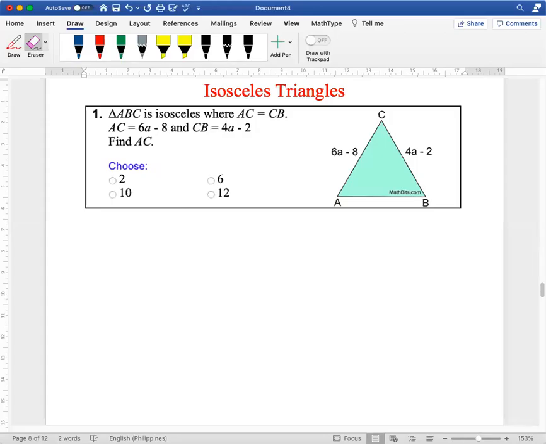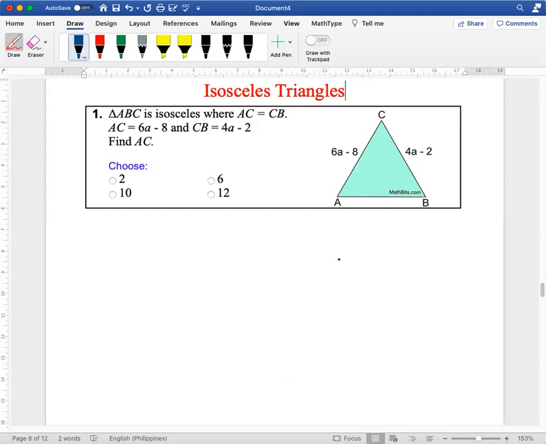Let's solve problems including isosceles triangles. Now in problem number 1, triangle ABC is isosceles, where AC is equal to CB, and AC is equal to 6A minus 8, and CB is equal to 4A minus 2. And we need to solve for the value of the segment AC.